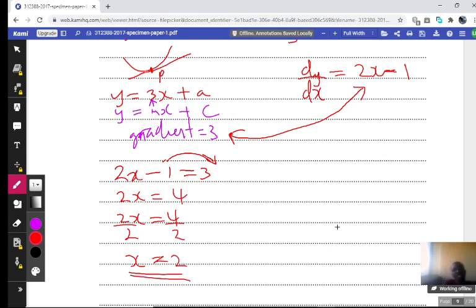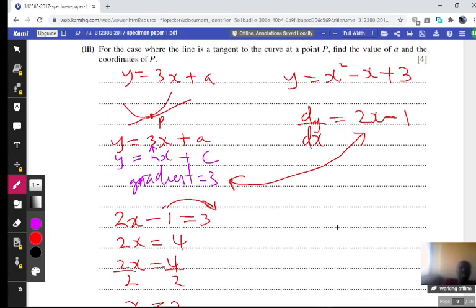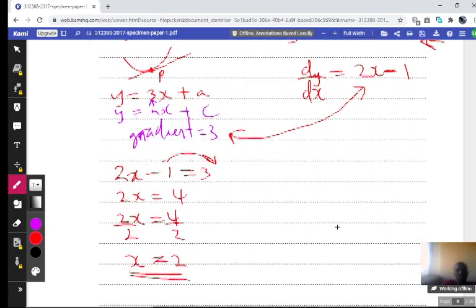Now we are left to find the y coordinate. How can we find the y coordinate? We use the equation of the curve. The tangent's equation can't be used, because there's an a there, and you would have to find the value of a first. The one that doesn't have a is the equation of the curve. So let's use the equation of the curve to find the value of y when x equals 2.